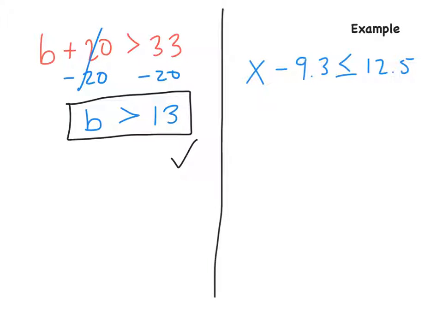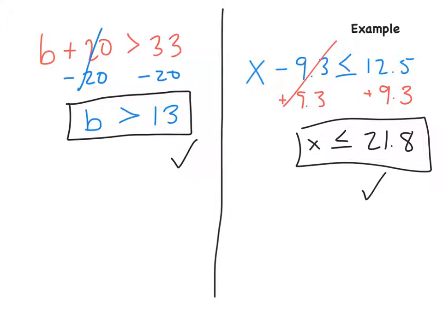So now what I want you to do is to pause the video, try this one off to the right, and unpause the video when you're ready to see what I have done. Okay, we have x minus 9 and 3/10 is less than or equal to 12 and 5/10. The opposite of subtraction is addition, so I'm going to add 9 and 3/10 to both sides. When we do that, we get x is less than or equal to 21 and 8/10. And that is our final answer.